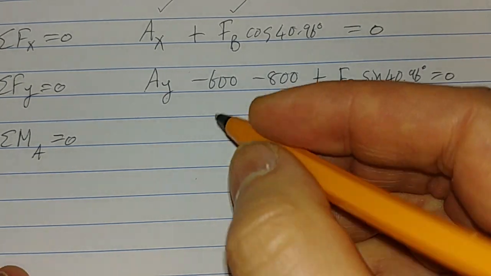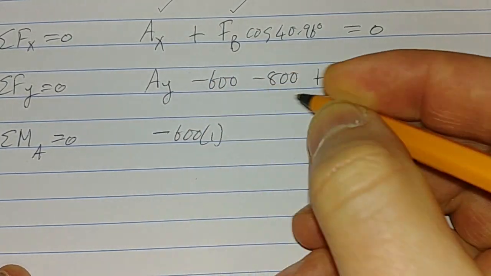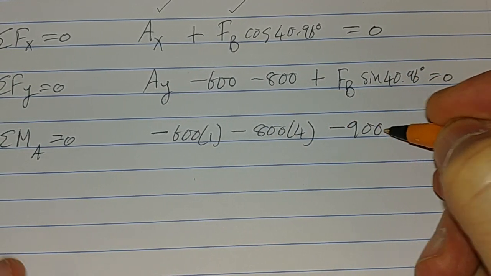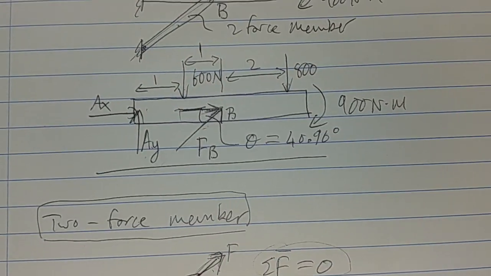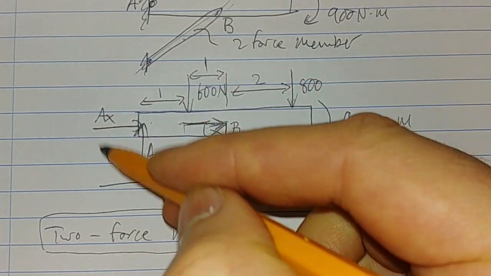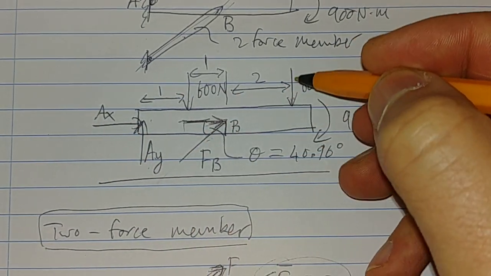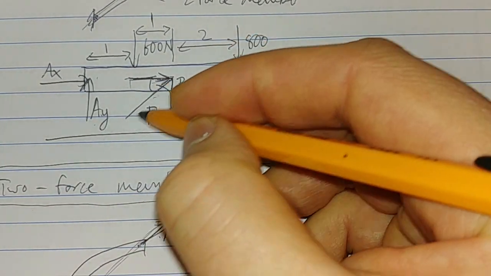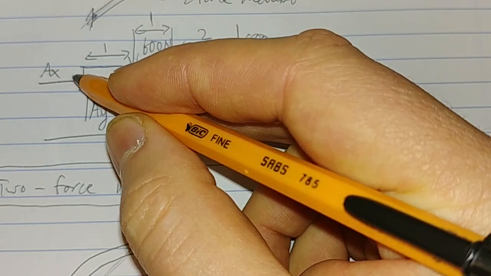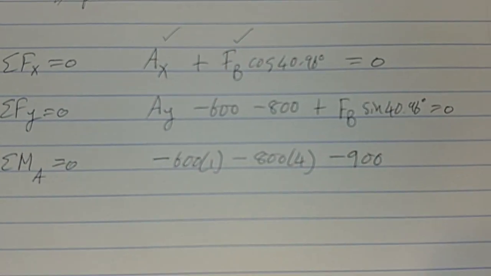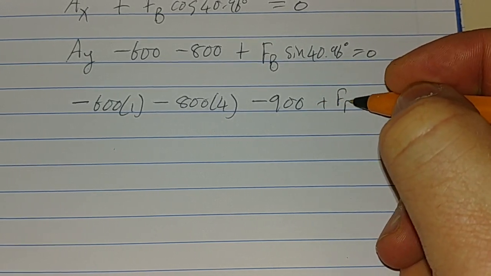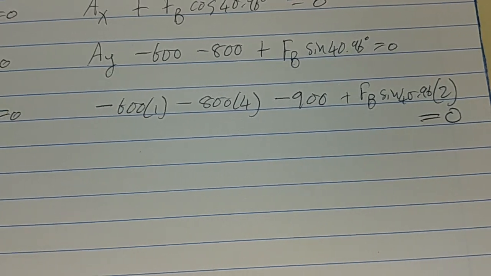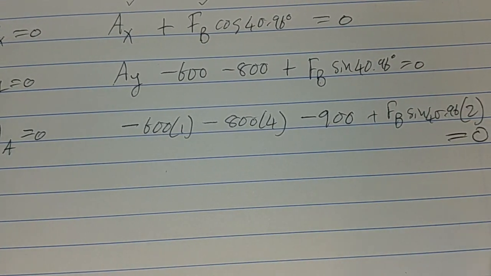So the sum of the moments about A: this 600 times 1, that's my clockwise. And I've got 800, and then the moment arm is 4. Then I've got 900, which is also clockwise. And then I've got the vertical component of FB times 2, and that's a positive, right? So plus FB sin 40.96 times the moment arm 2 equals 0. All right, so that's the straightforward idea. I'm not going to go into solving everything.